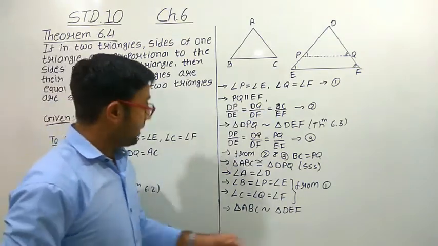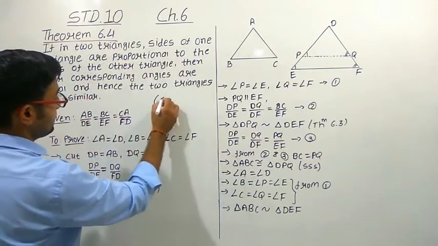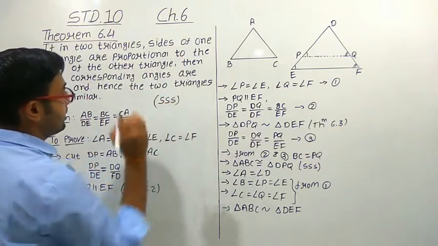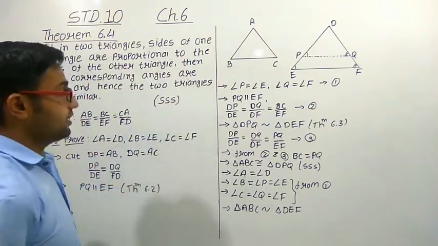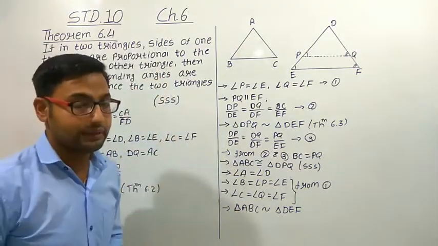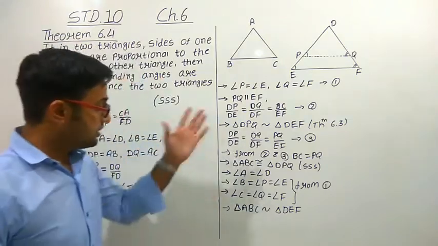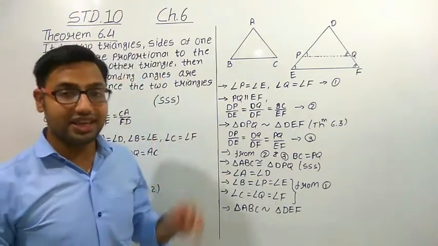Understand? And this criteria, as we have given the three sides, is called the side, side, side criteria of similarity. And that is theorem 6.4. Okay? So this is all about this lecture.